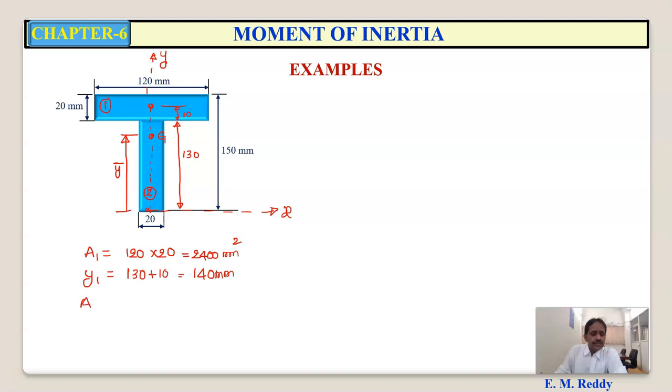Now A2, area of lower rectangle. So it is 20 into, what is the height of this lower rectangle? 130. So it is 2600. Now y2.